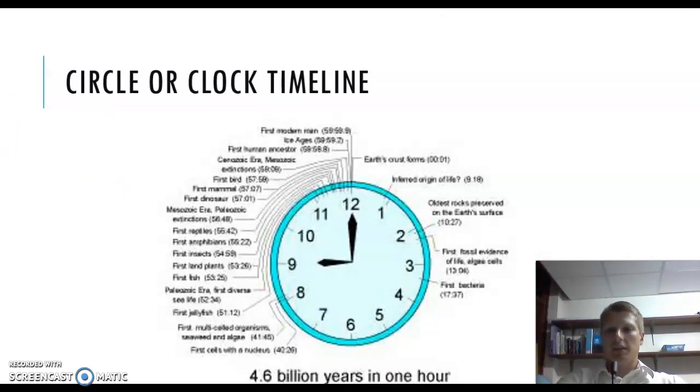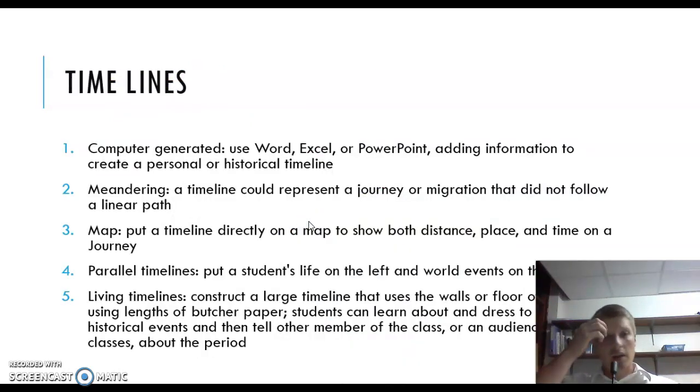A clock, okay, is a circle or a clock, right? You can go around. There's 1, 2, 3, 4, 5, 6, 7, right, events that happen during the day, going clockwise around, of course. Label specifics, times, dates, things like that.